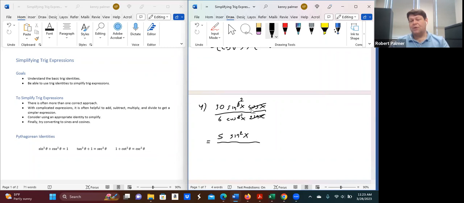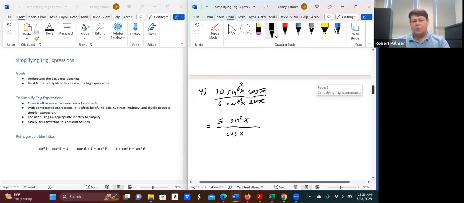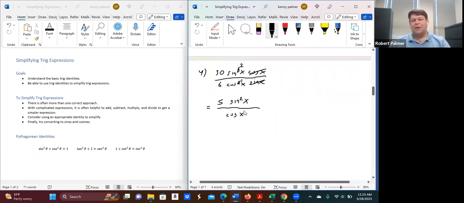So you have 2 cosines here and 1 here. 1 cancels out. And down here, I'm left with cosine of x. Okay. Now, there's one other thing we could do, which isn't entirely necessary. Let's write this out a different way.